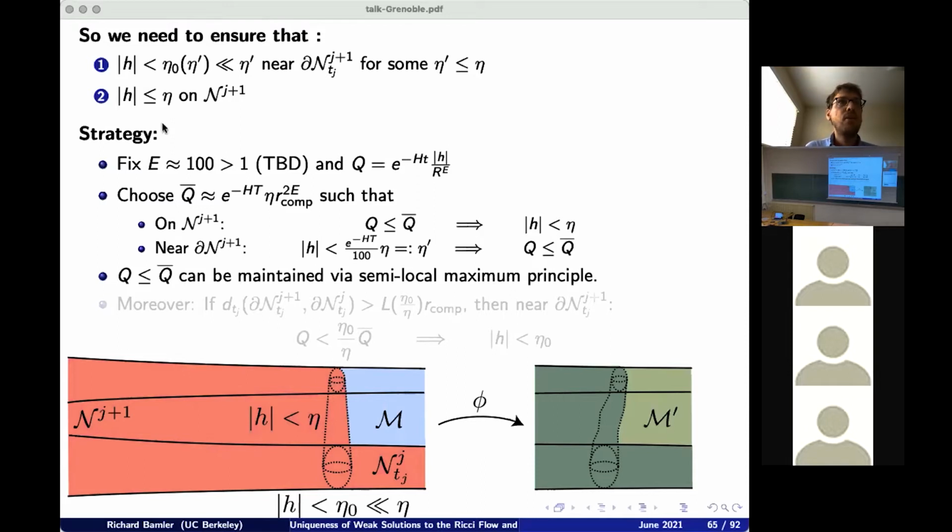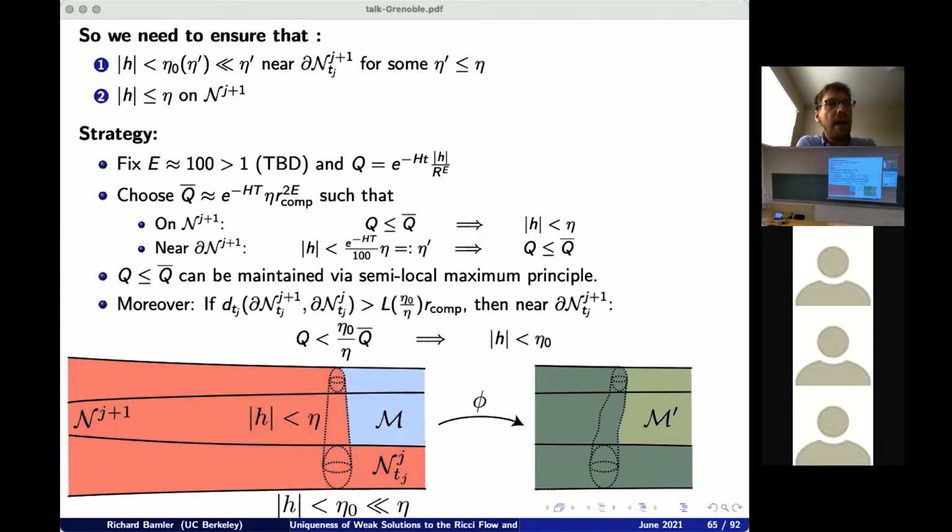The other question is, how can we ensure that exactly near the boundary of Nj plus 1 at time 0, maybe we should have done this before, we have an even better bound on H? Near the boundary of Nj plus 1 at time tj, we need a much better bound on H than we are given from these bounds. I'll get back to this question in a moment.